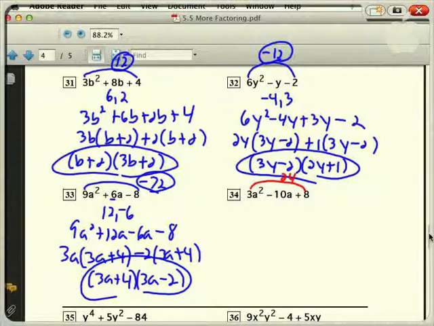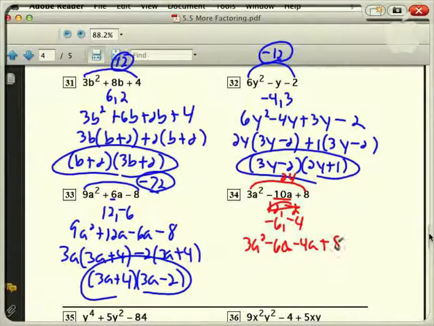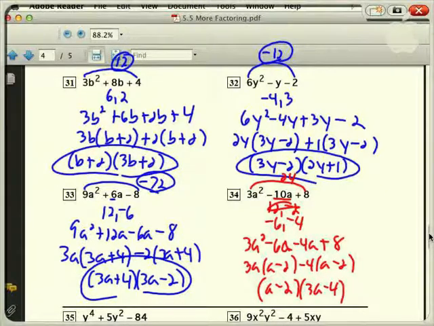As for number 34, let's do a different color just for fun. This multiplies out to 24. And 12 and minus 2. No, that won't work. Minus 6 and minus 4. Yeah, that multiplies out to positive 24. Adds up to negative 10. So 3a squared minus 6a minus 4a plus 8. Take a 3a out of the first two terms. Take a minus 4 out of the last two terms. And then take a minus 2 out. There you are. That's number 34.